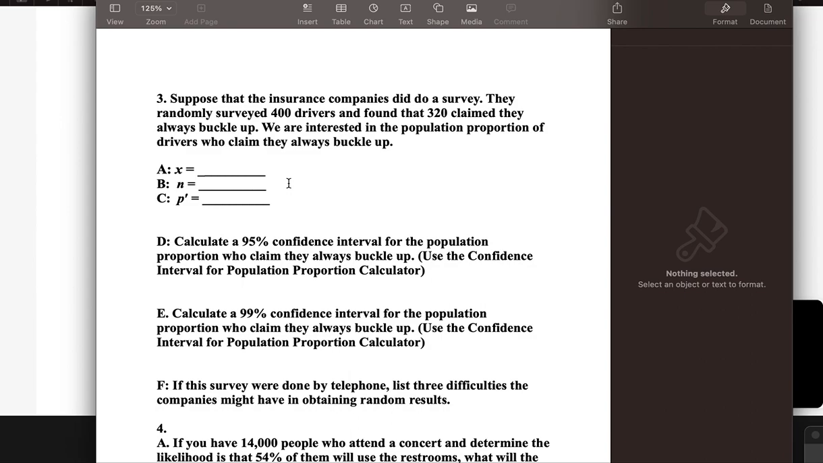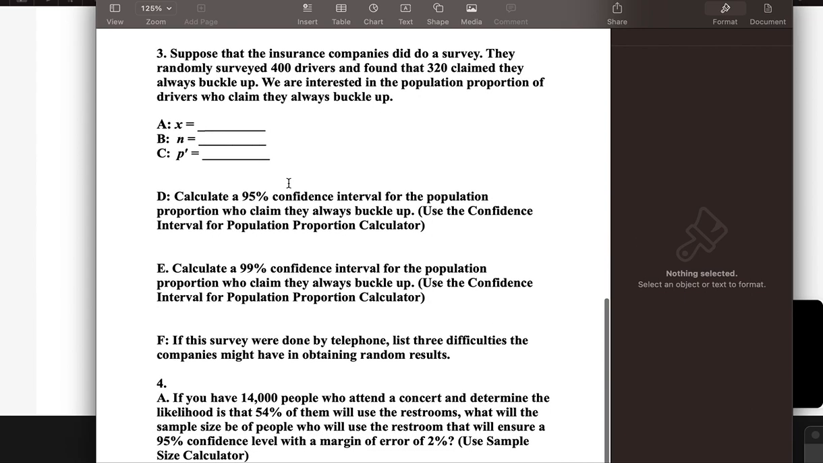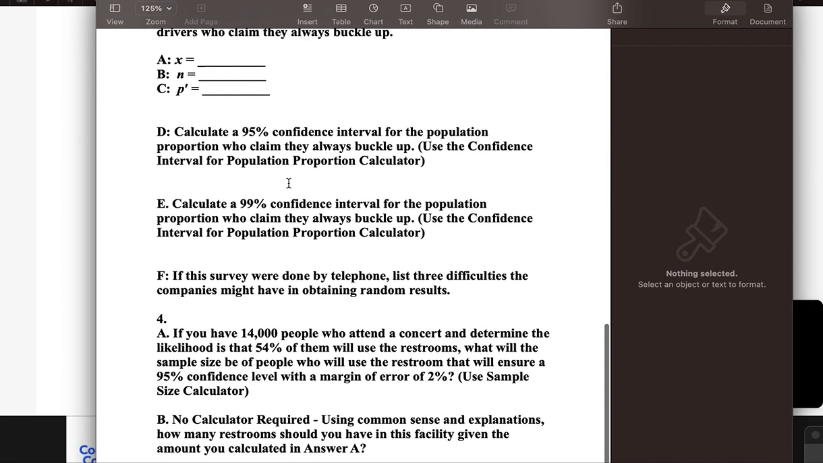With that one, you're going to be able to figure out the values for A, B, and C using the information in the chapter. And for the remainder of these, D, E, and A of this section, you're going to be using the calculators provided. And then there's a couple qualitative questions also in letter F and letter B. So in total, probably take you 15 to 25 minutes to complete this assignment.